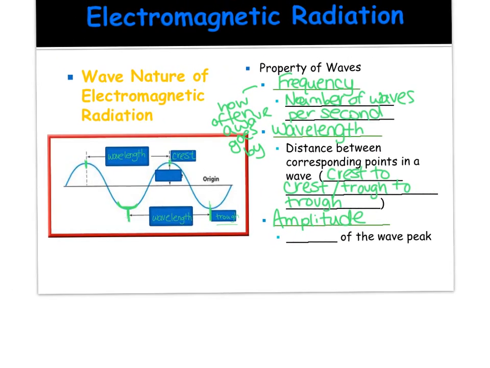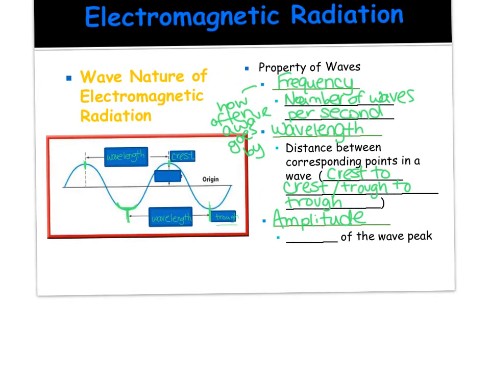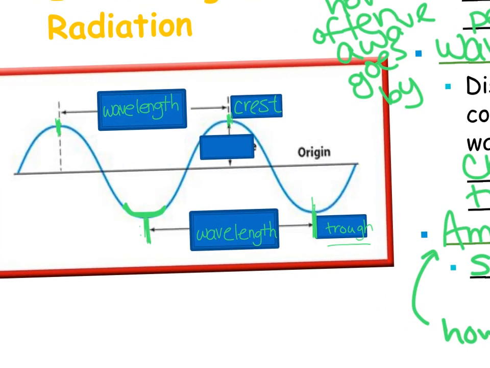And then finally, we have amplitude. Amplitude is going to be the size of the wave peak, how high up it goes. So this is how high the peak is. If we go back to our little picture here, from here to here, that's going to be my amplitude.